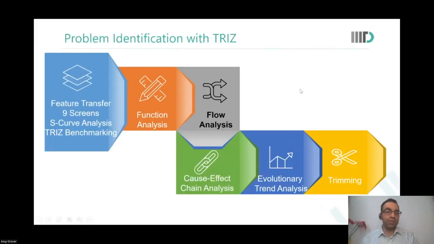As I said, this is also a part of problem identification schemes. So in the problem identification scope, we have done feature transfer. We have done 9 screens. We have done trace benchmarking, function analysis. We've done cause effect chain analysis. We've done trimming. So today we are going to look at flow analysis, and with that flow analysis, we will also look at trimming of the flows.